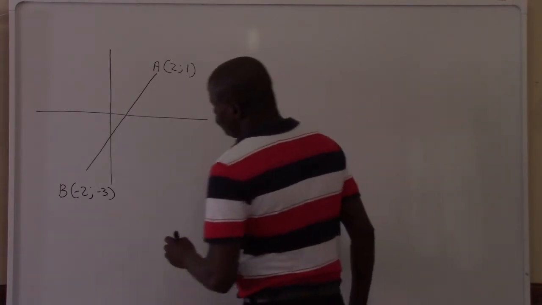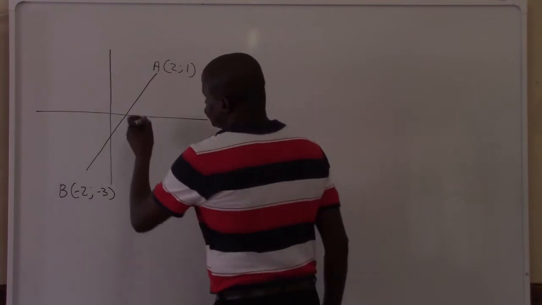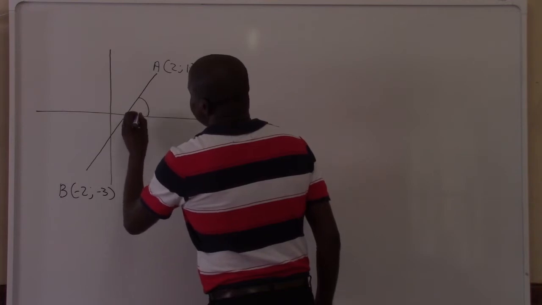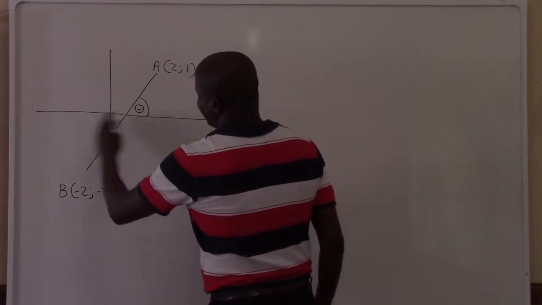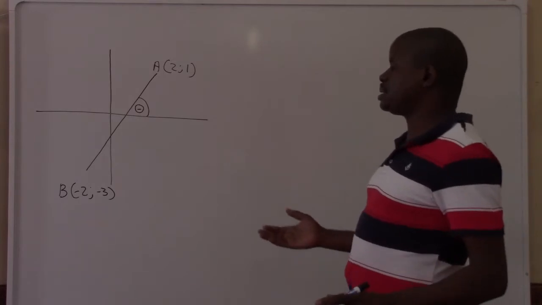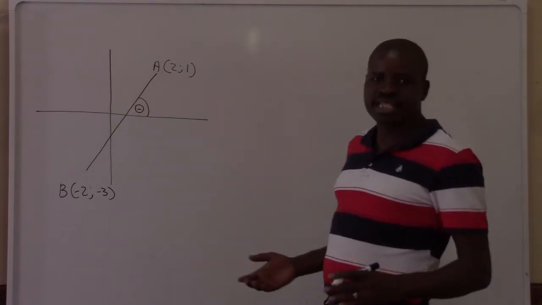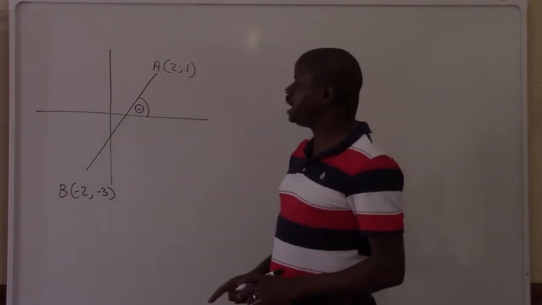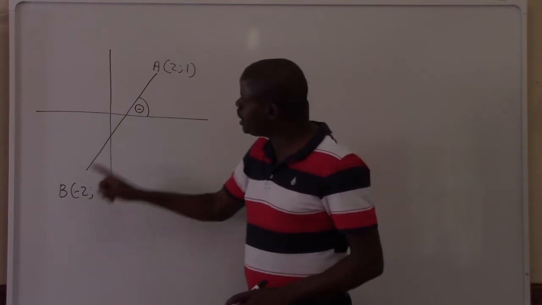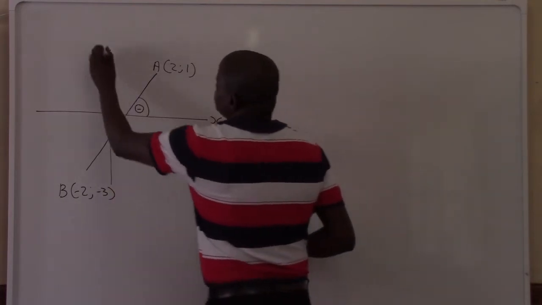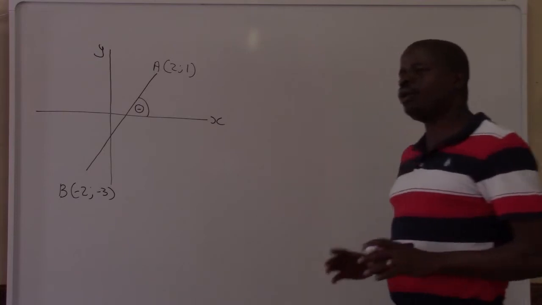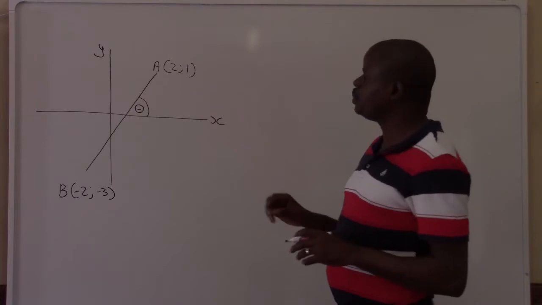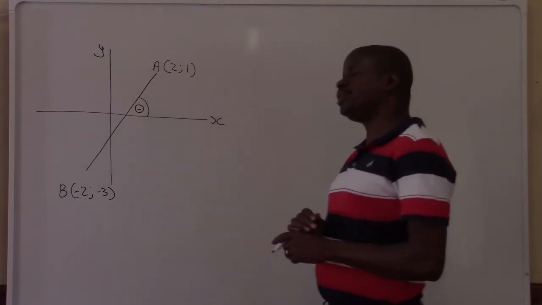The inclination of a line, as I said in the introductory, is the slope of that particular line. This line with the x-axis or even with the y-axis always makes an angle when they intersect. In this case, we are going to look at the angle that is formed when line AB intersects with the x-axis. So how do we go about calculating that angle?